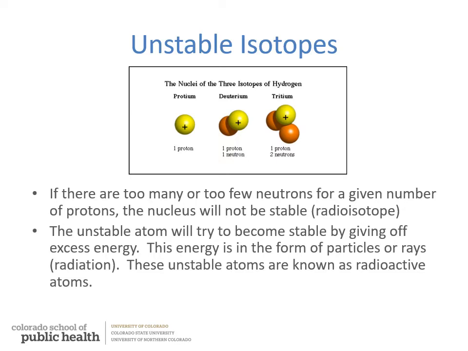But when you've got either too few neutrons or too many, it makes the nucleus less stable, and as a consequence, you get what's called a radioisotope. And the unstable atom will become stable by giving off excess energy. The energy is in the form of particles or rays, which is essentially what radiation is. Now, these unstable atoms are known as radioactive atoms or radioactive isotopes, and they have a lot of beneficial uses.